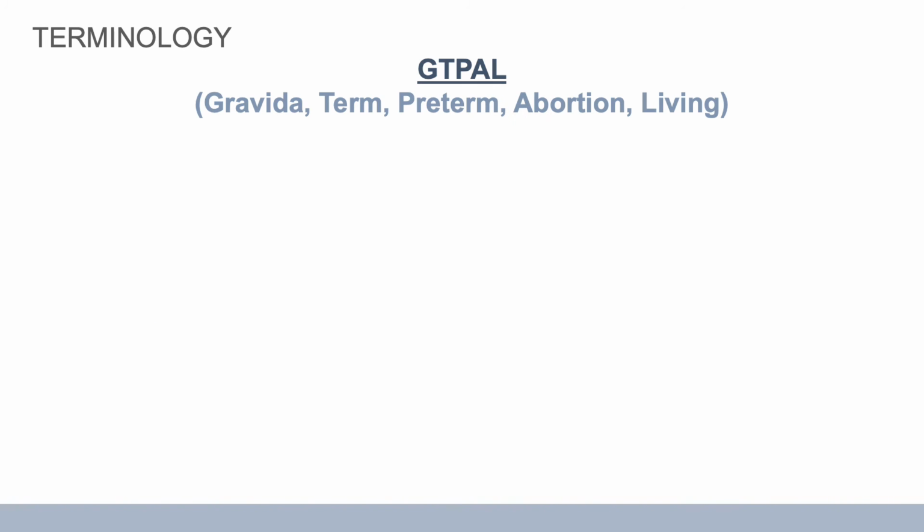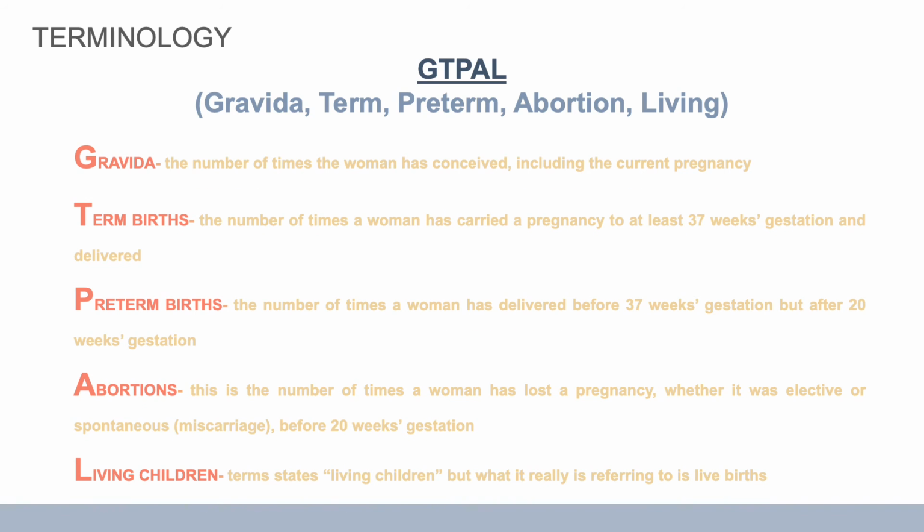The last terminology that we will be taking in is the GTPAL, or the gravida, term, preterm, abortion, and living. The gravida is the number of times the woman has conceived, including the current pregnancy. Term births are the number of times a woman has carried a pregnancy to at least 37 weeks gestation and has delivered.